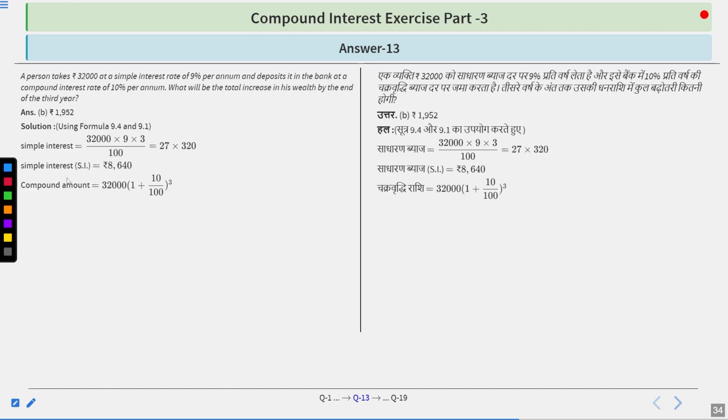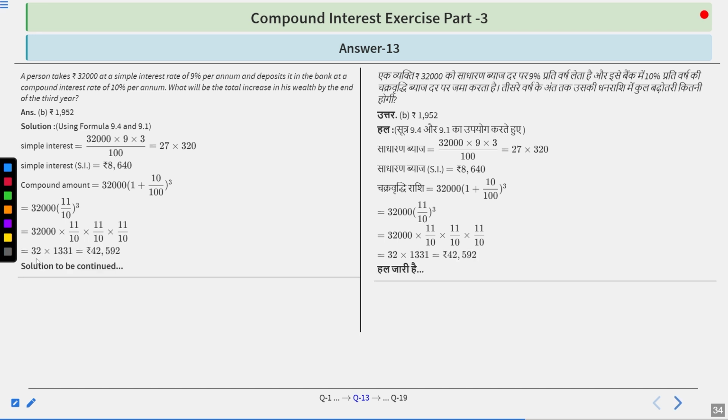But it has been deposited in the bank, but this time as compound interest. So we are using the formula of compound interest, that is formula 9.4. So compounded amount is going to be equal to P into 1 plus R upon 100 power T. So putting the values of P, R and T this time, 32,000 into 1 plus, but this time the rate was 10%. So 10 upon 100 power 3. That is going to be equal to 32,000 into 1 plus 10 upon 100 is 11 upon 10, power is 3. So 32,000 into 11 upon 10 into 11 upon 10 into 11 upon 10, that is going to be equal to 32 into 1331, that is rupees 42,592.